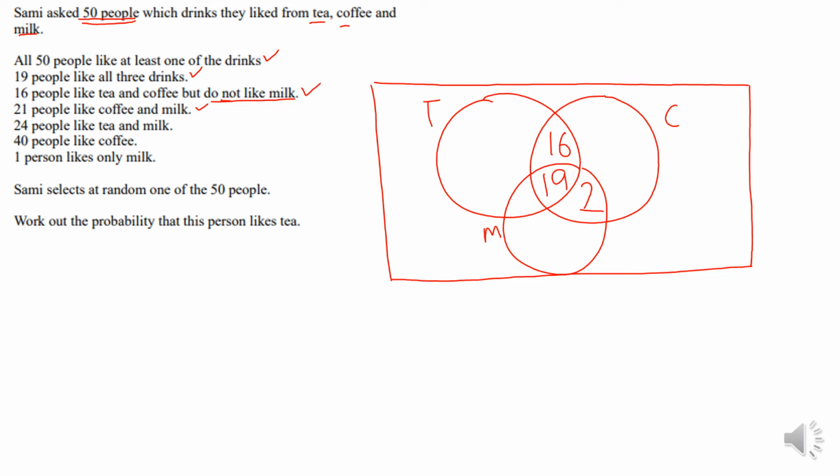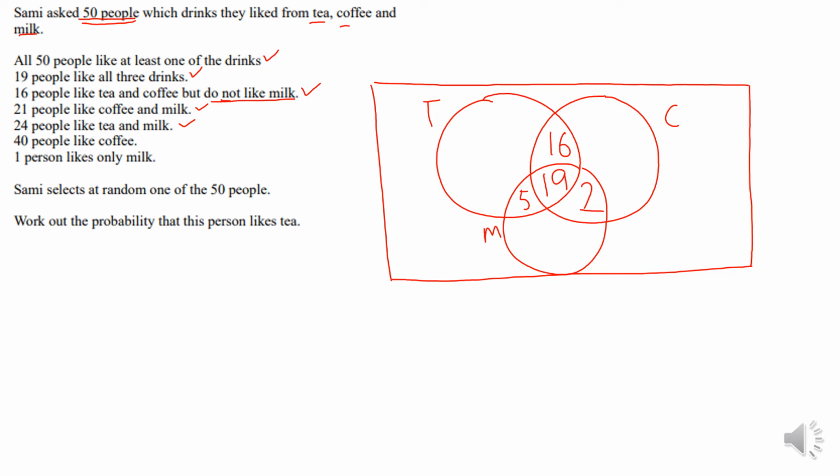The next line it says 24 people like tea and milk. So under the place where it says tea and milk, it says here 24 people like that, but you've already got 19 in the middle. So it's 24 take away 19 is 5.